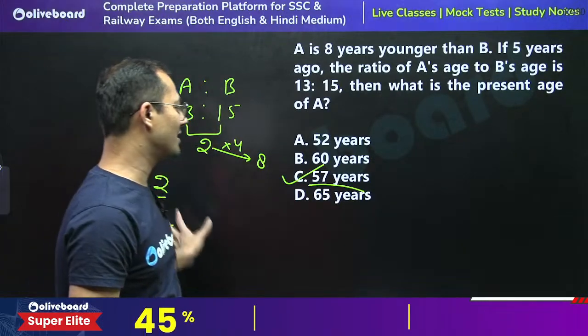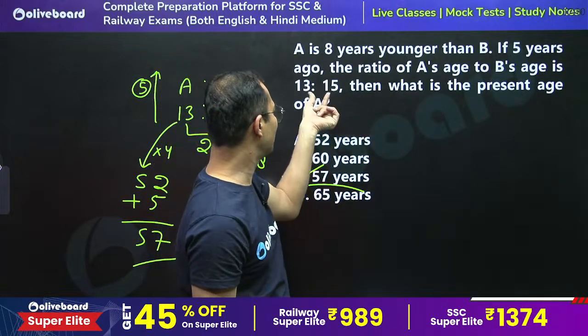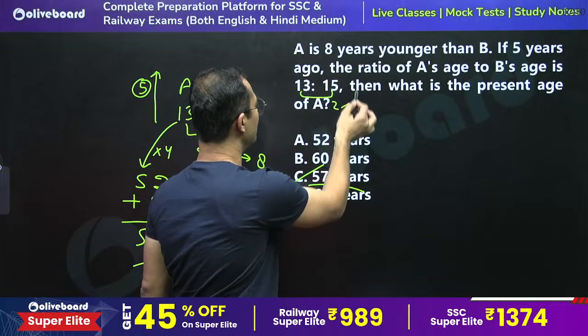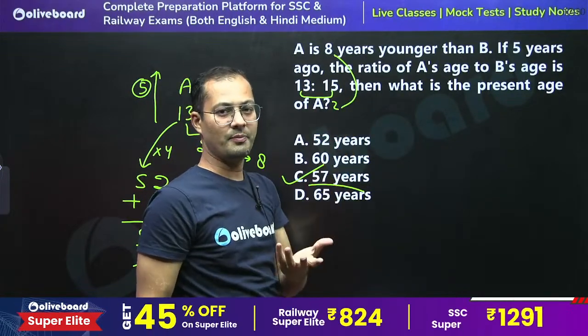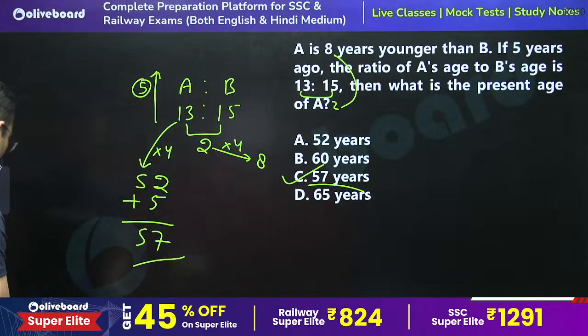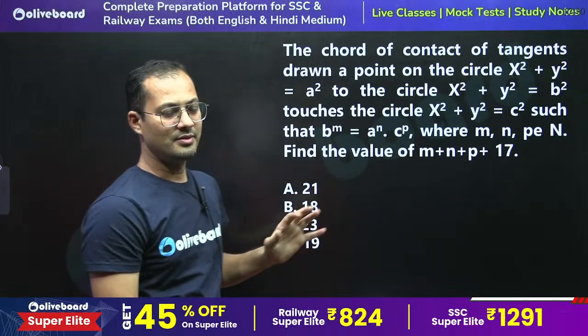If we understand this, then without pen and paper we can solve this. Here the difference is 2, and 2 is equal to 8. Directly we can say that 2 is equal to 8, so 1 unit is equal to 4. So 13 is equal to 52. 52 plus 5, 57. Simple. That's it. Now tell me what is the answer for this question.